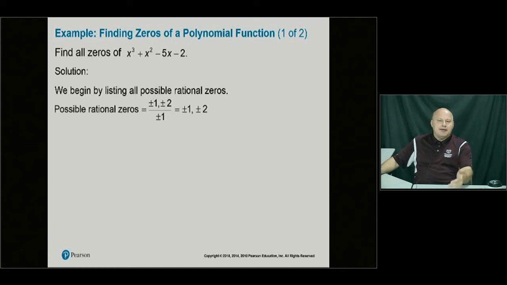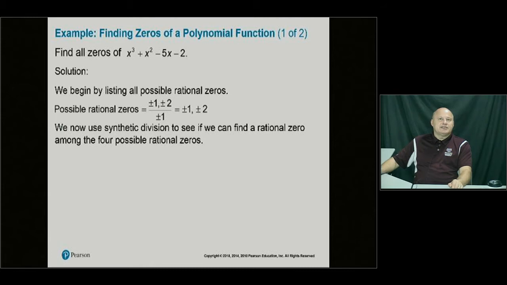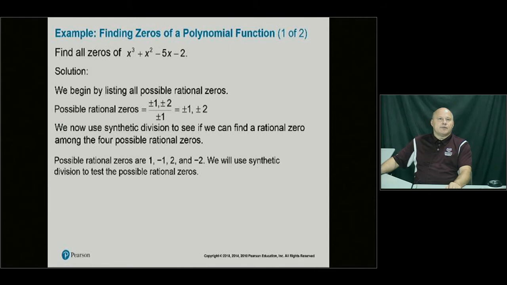Do you know how many choices you're going to have going in? Not really. Not very many people can tell you how many rational zeros you can possibly have just by looking at it. So this one had 4 altogether: 1, -1, 2, and -2. If you remember, the previous one had 12. But this one, if it has a rational zero, is one of those 4 numbers. So now we're going to use synthetic division to see if we can find a rational zero among the 4 possible rational zeros: 1, -1, 2, and -2.